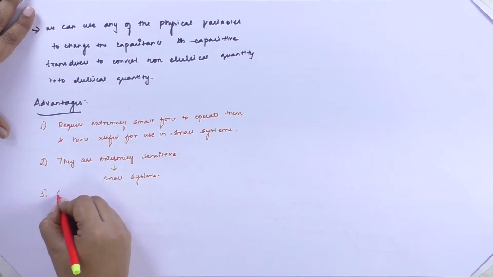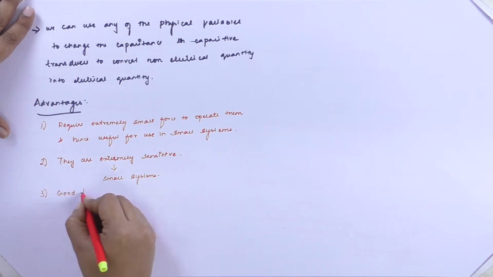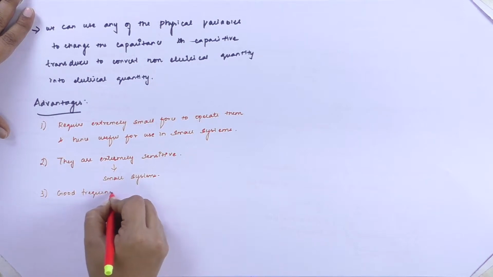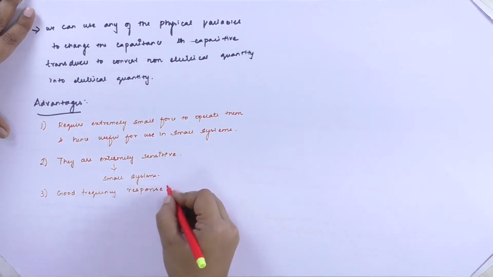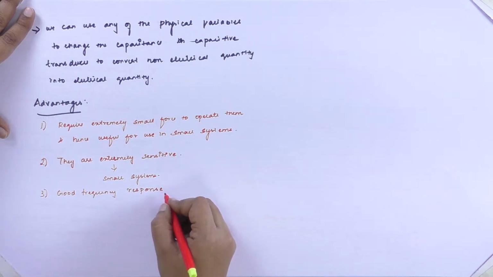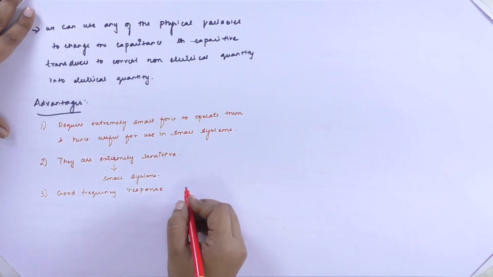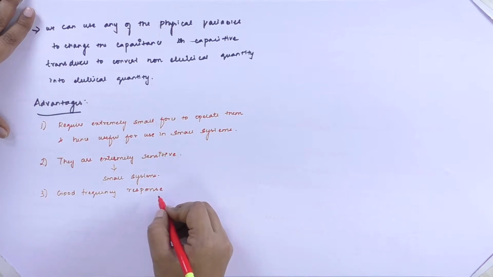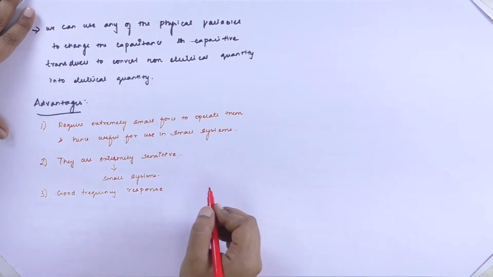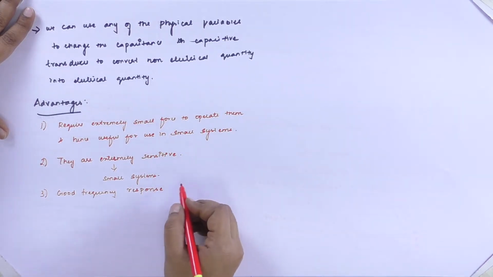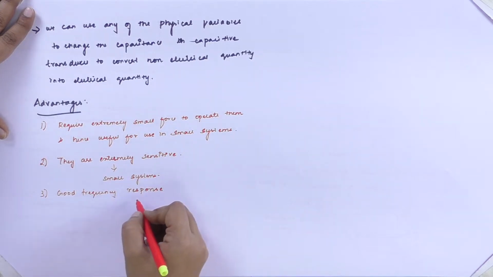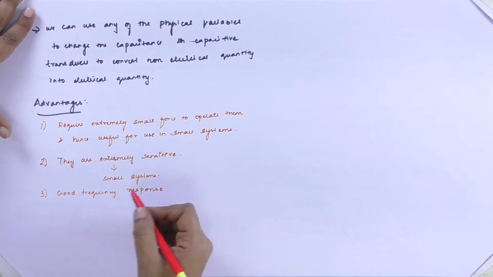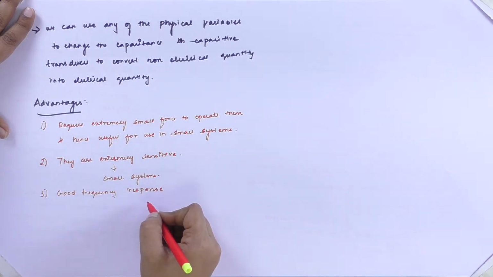And the third advantage is it has good frequency response. The capacitive transducer has good frequency response because the output is very high as the frequency is increased. So with the increase in frequency the output also increases, and it can be used for dynamic studies also.